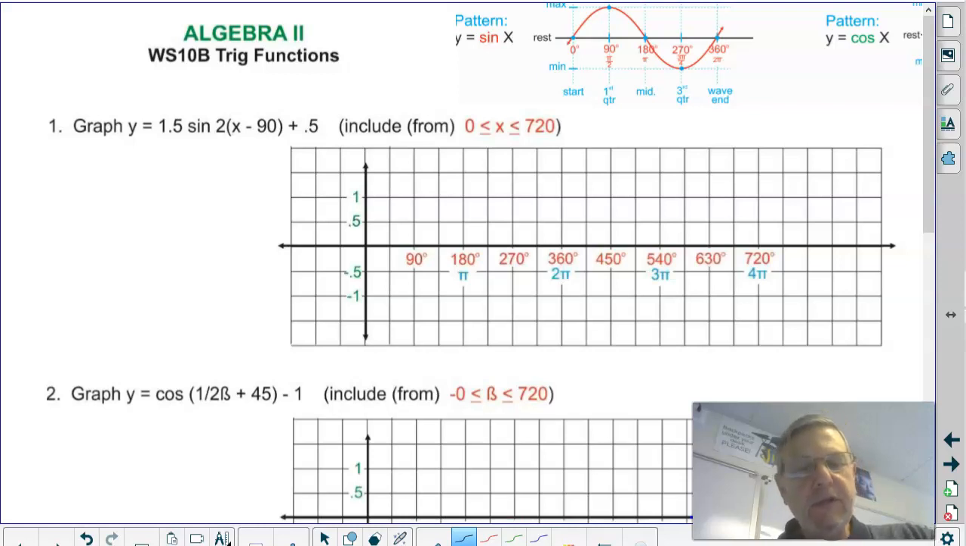Okay, class, so here's worksheet 10B, and if you're able to get this worksheet, then you definitely understand how to graph trig functions, and you're in great shape. If not, hopefully this review right now will help you in understanding that.